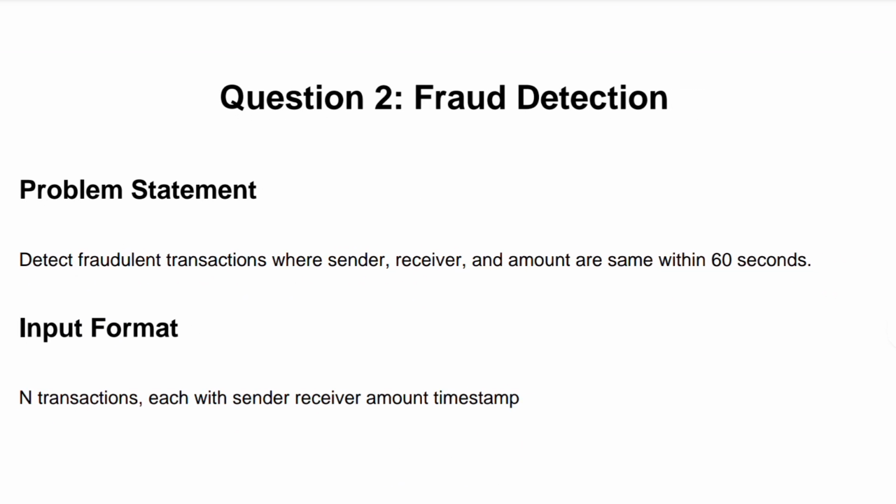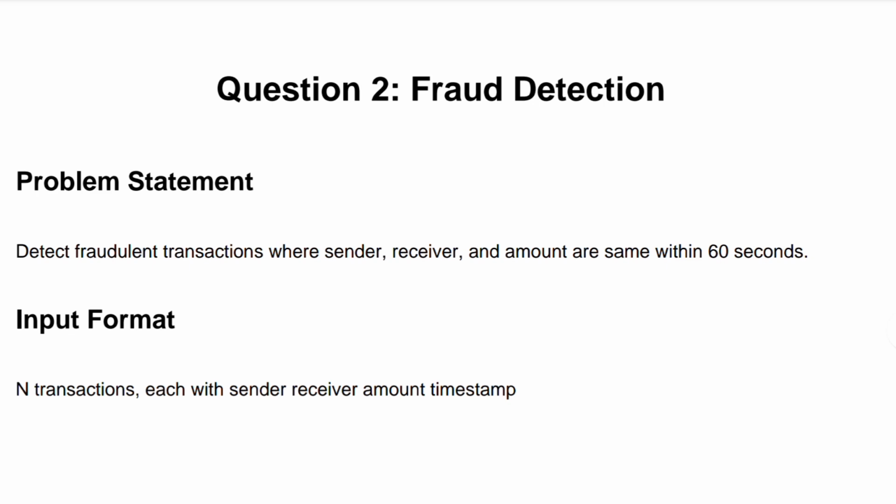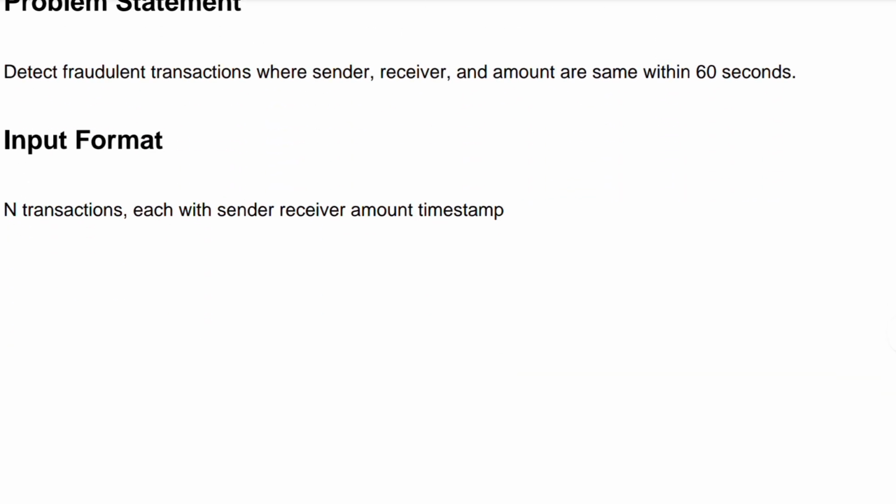The second problem is we are given n transactions. Each transaction has a sender, receiver, the amount and the timestamp. A transaction is fraud if the sender is the same, the receiver is the same, and the amount is the same, and the time difference is less than or equal to 60 seconds.